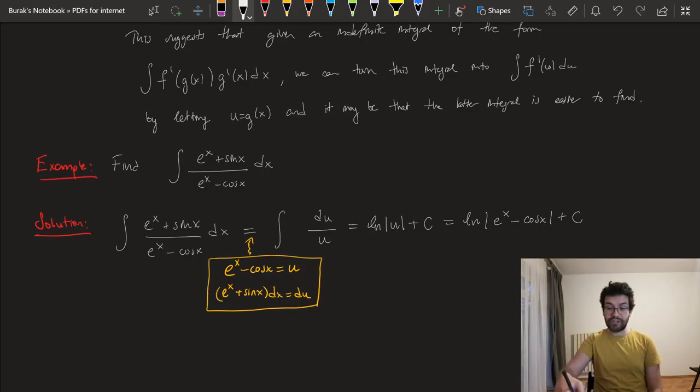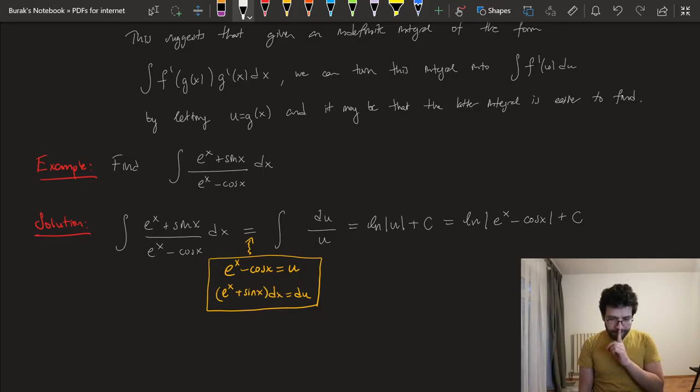You can actually double check this. When you take the derivative of this, you're going to get this expression. This is an antiderivative for this function. And when you add this plus c, you get all possible antiderivatives. Okay, so that's that.